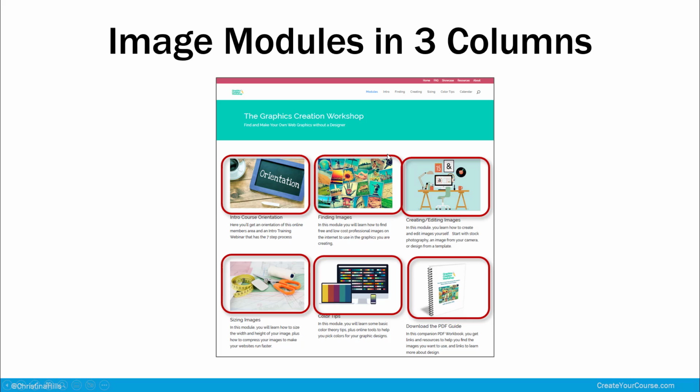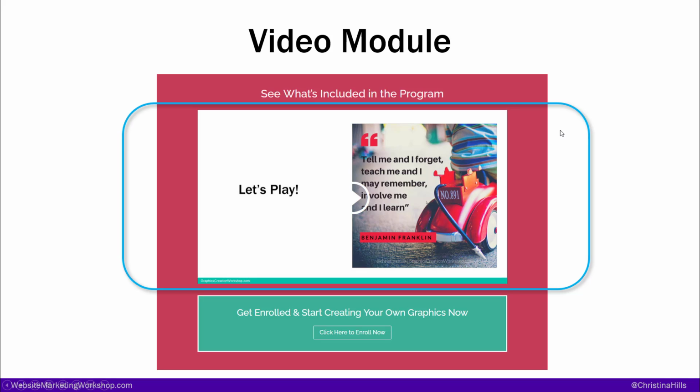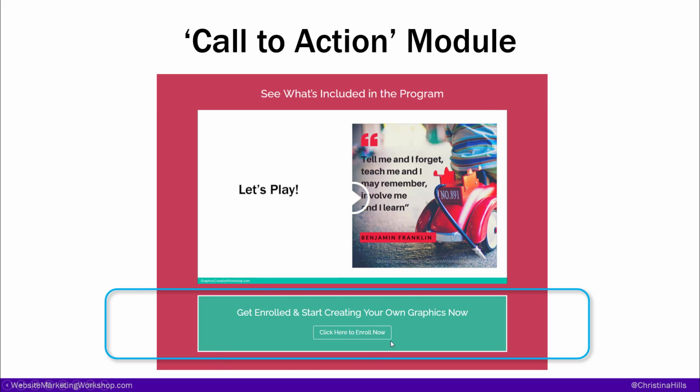So let me show you some examples. This is a screenshot of the graphics creation workshop, and I have three columns, and I've stuck images. So there's images and then text underneath. So image module in three columns. This is a screenshot of a different page that has a video module in here, and then down underneath it is a call to action. So you watch the video and then you click to get enrolled. That's called a call to action.